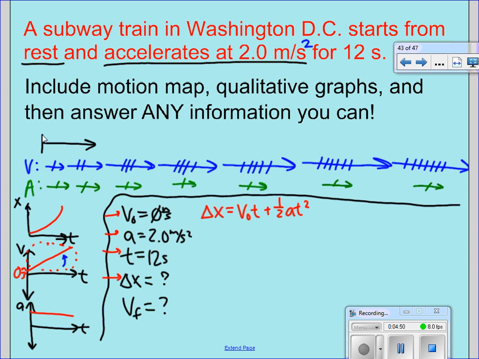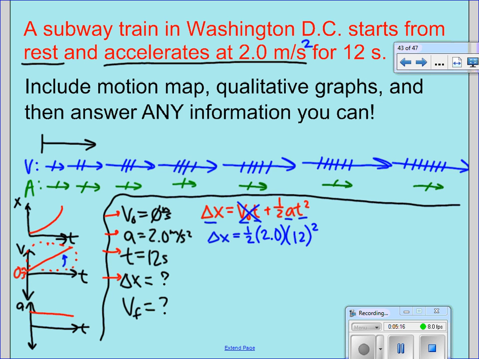Okay? Notice I've got an initial velocity, I have a time, and I have an acceleration. So I could therefore solve for delta x. So delta x would be equal to, initial velocity is 0, which makes it really nice that whole thing goes away. So delta x will just equal 1/2 my acceleration, which is 2.0, and my time is 12, and don't forget to square the time.